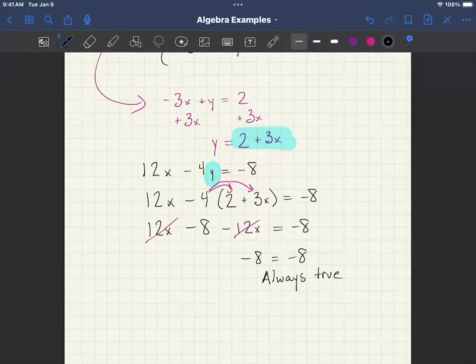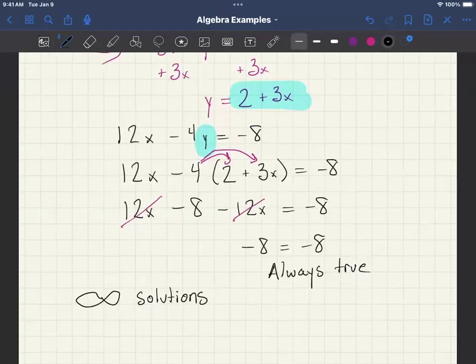There are two things that you might write as a solution there. You might say there are infinite solutions, which your teacher will appreciate, but they might ask you for a specific word to describe this system of equations as well.